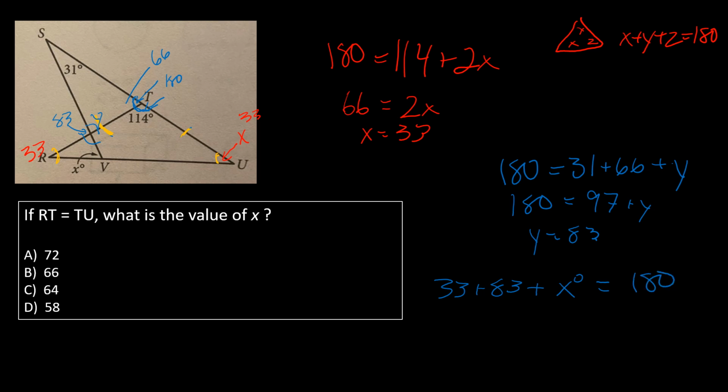It's going to give me 116 plus x equals 180. Subtract 116 from each side, x is going to be 64. Answer choice C. Cool. That was a tough one there. Quite a decent bit of work.